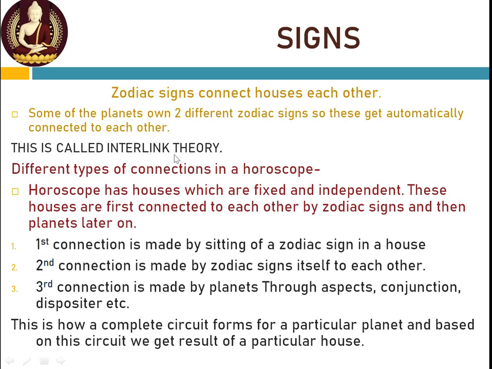So this is called interlink theory. Now a different type of connection is in a horoscope. A horoscope has houses which are fixed and independent. As soon as we put zodiac signs in there, they connect houses, and then later planets connect houses. So the first connection in a horoscope is made by the zodiac signs, and then the second connection is made by the zodiac signs to each other.